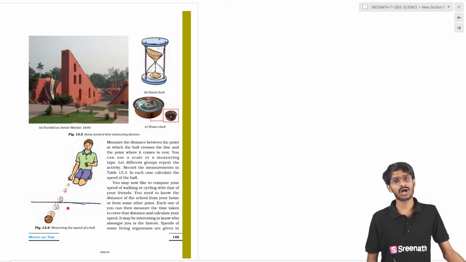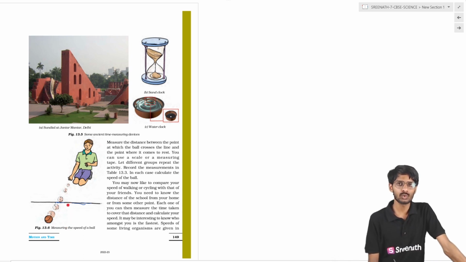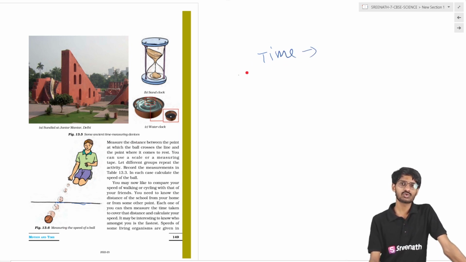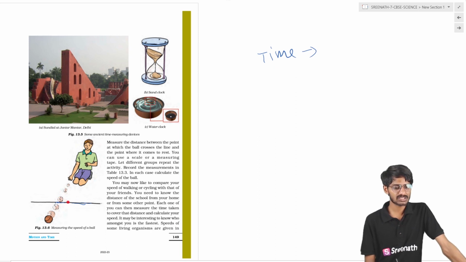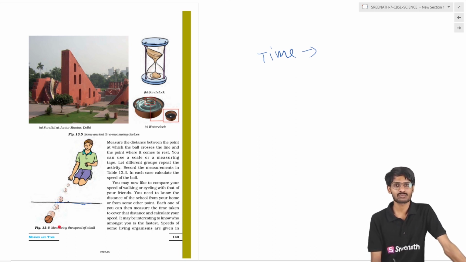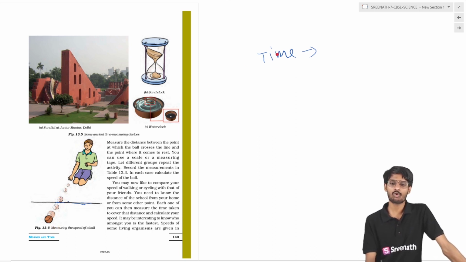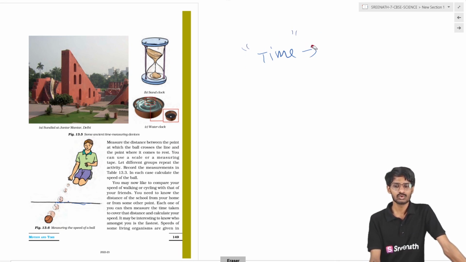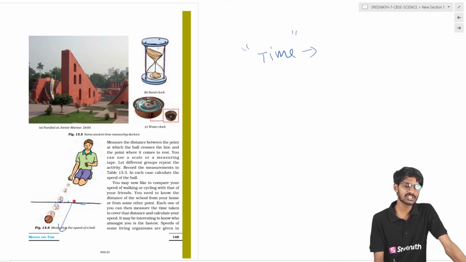By doing that, you will know the time using the stopwatch. You will have measured the time from whenever the ball has just crossed the line to whenever the ball comes to rest. The time between these two events, we have measured using the stopwatch. After that, using a tape, you have to find the distance from this line to the point where the ball comes to rest.